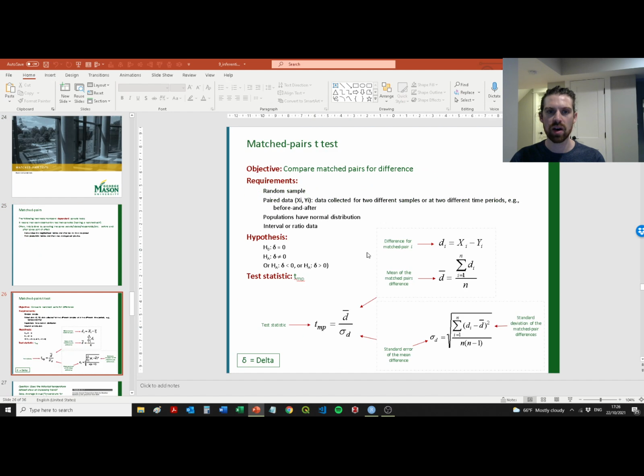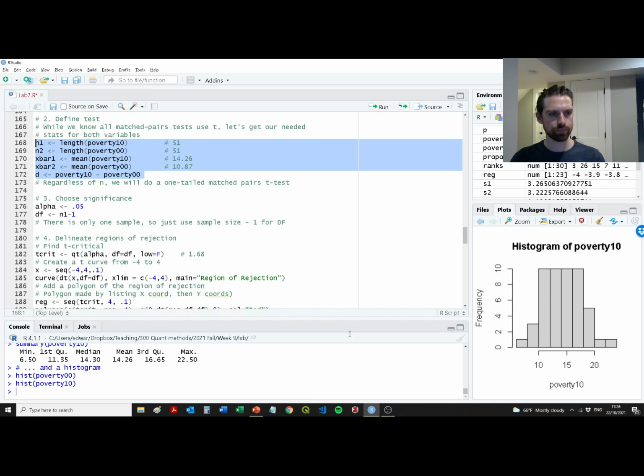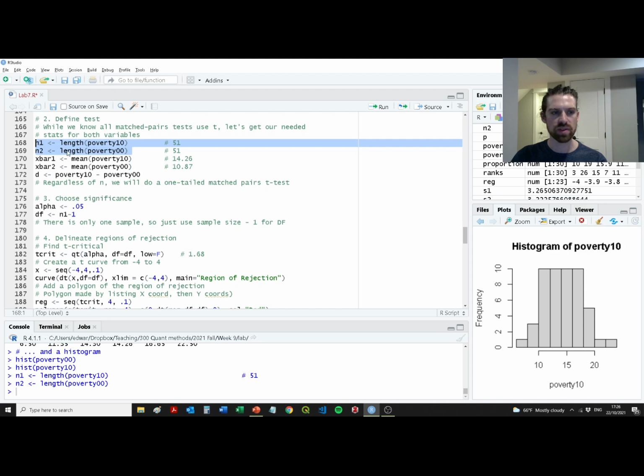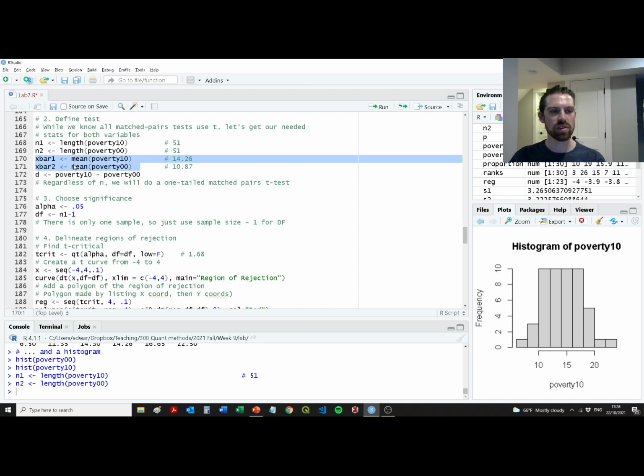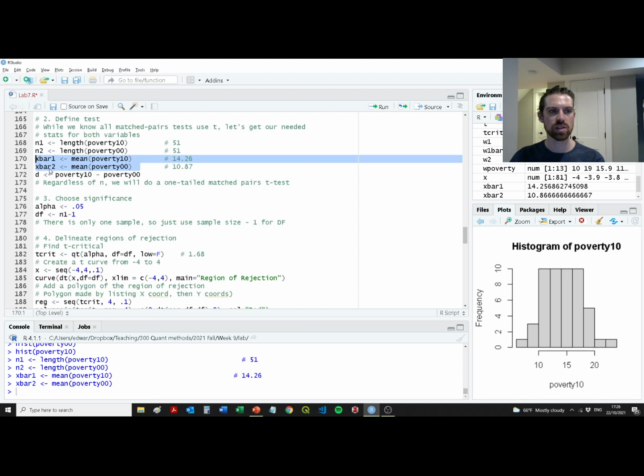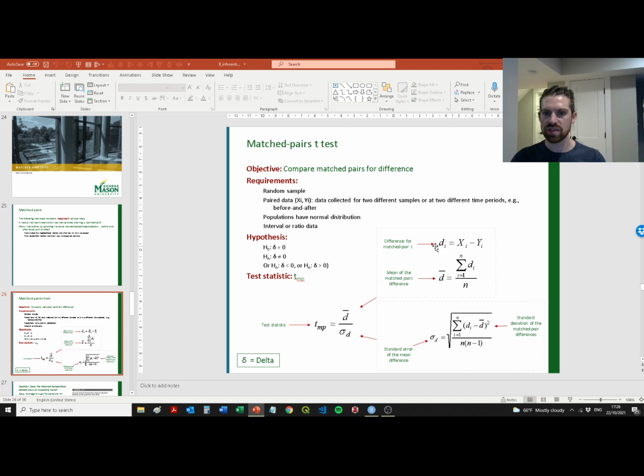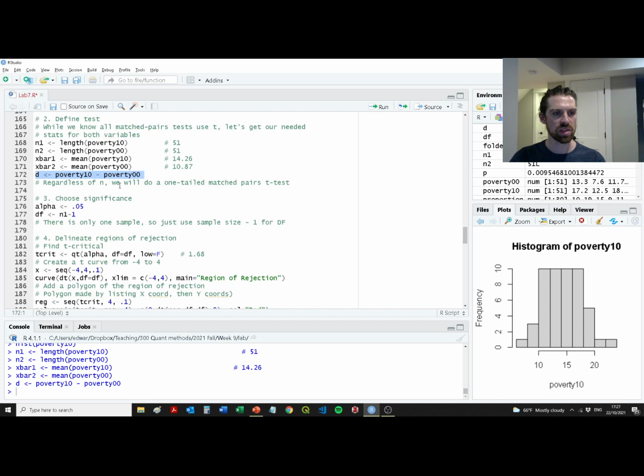Let me just find the math for this here. Okay, so for the matched pairs t-test, we want to find this T_MP test statistic, which means we need this delta bar here, and then we need the standard error of the mean as the denominator. So we're going to take the length of these vectors for the sample size for the first sample and the second sample, and we're going to take the mean for both of those samples for the x bar 1 and x bar 2 values. Then we'll get the d value by subtracting the poverty rates between 2000 and 2010, okay? And that gets us our d values here, the differences from the matched pairs. Then we can start to do some of this number crunching later, okay?